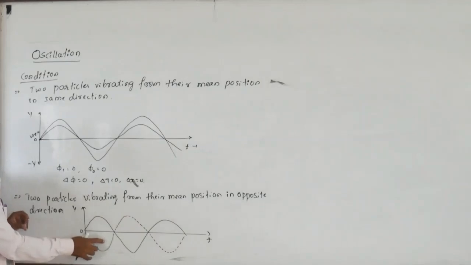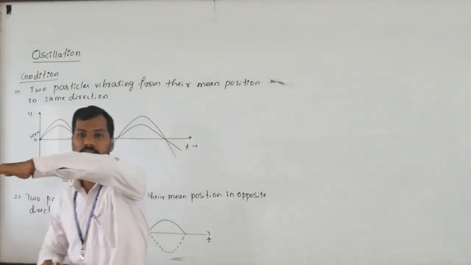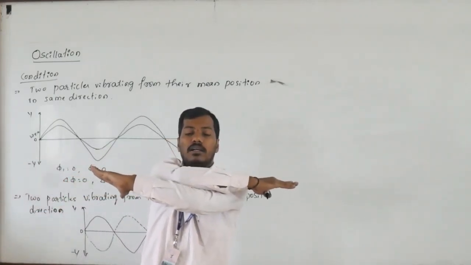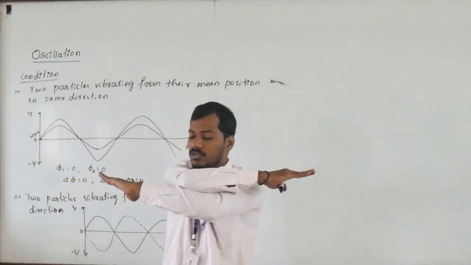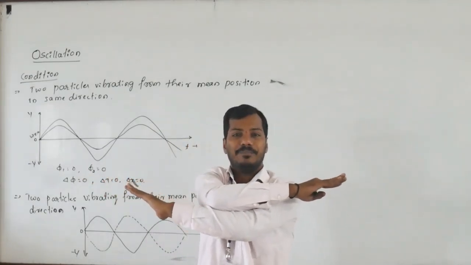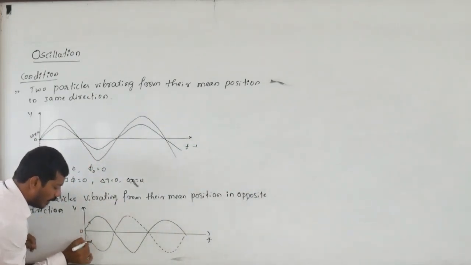This is moving in the opposite direction. Opposite direction means one is moving in one direction, and another one is moving in the opposite direction. These two are considered anti-parallel to each other. Yes, consider these two as anti-parallel to each other.